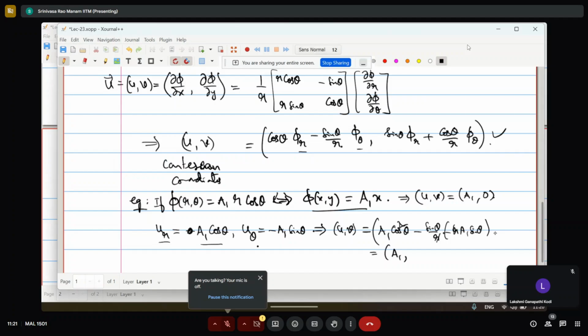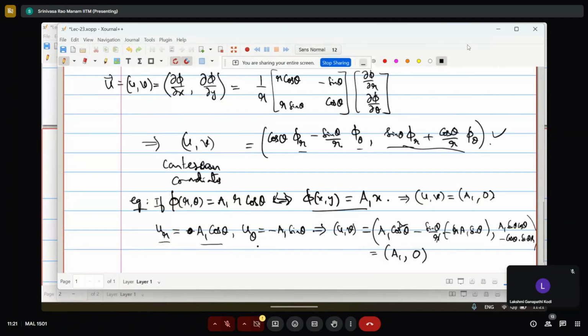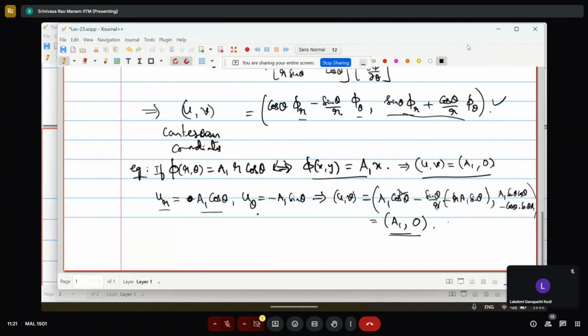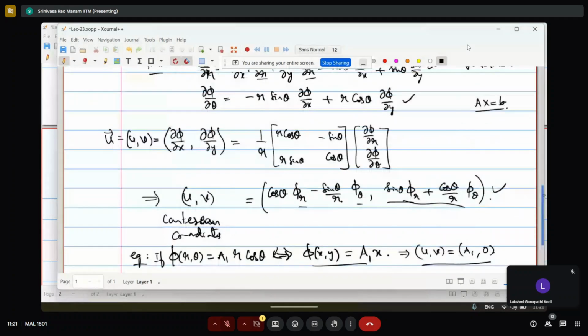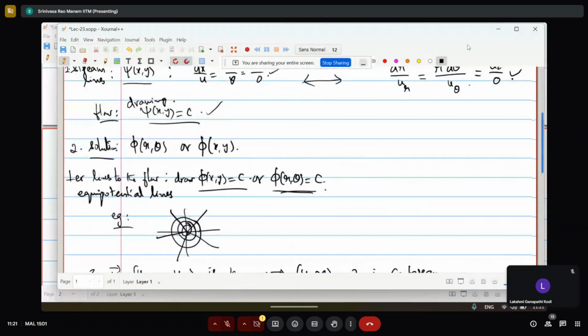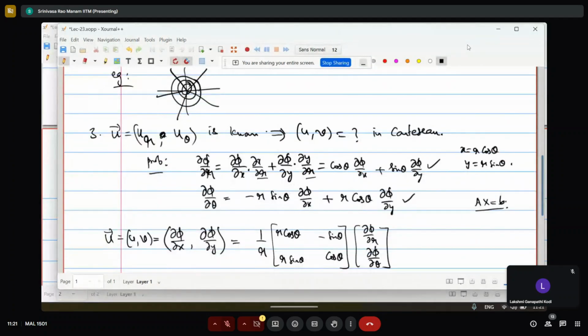What is the other one? You see that is going to become 0. So here, if you use this one, sin theta into A1 cos theta. So A1 sin theta cos theta, and this becomes minus cos theta into sin theta into A1, of course. This becomes 0. So both are same. So this is basically uniform flow. See, these are the 3 ways you can directly see. This is one way.